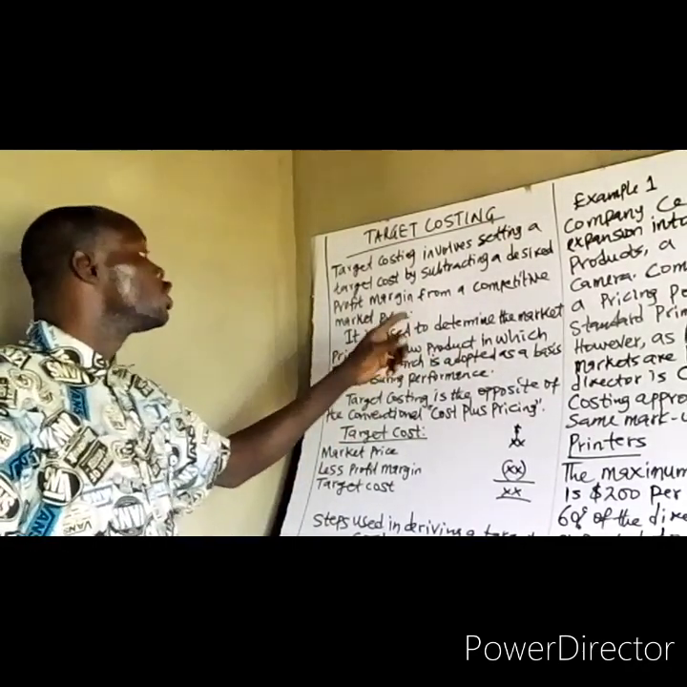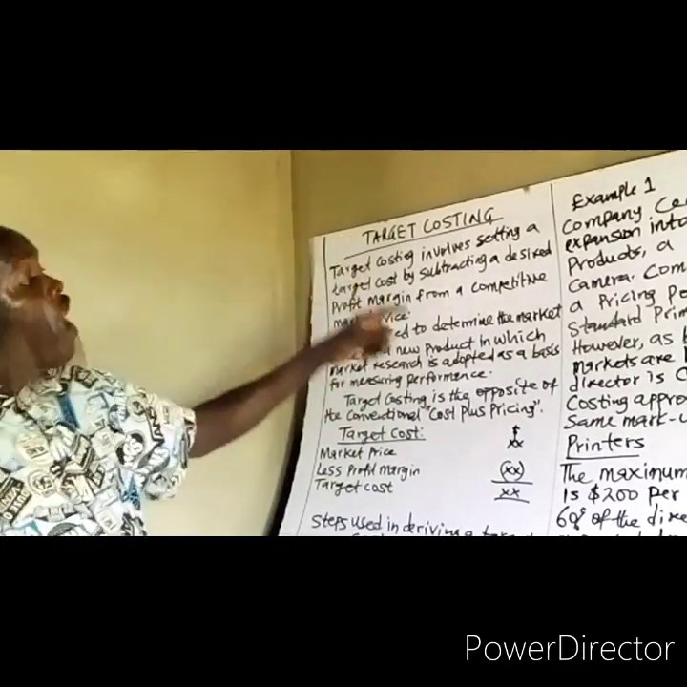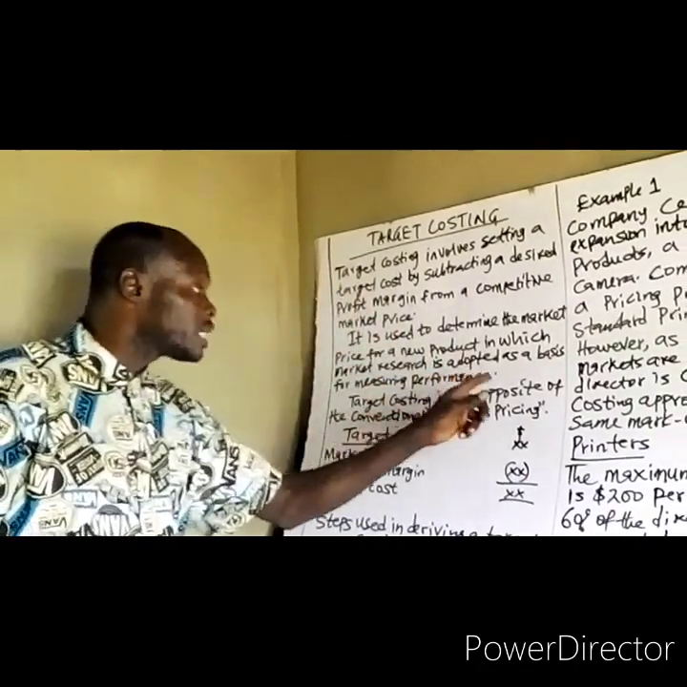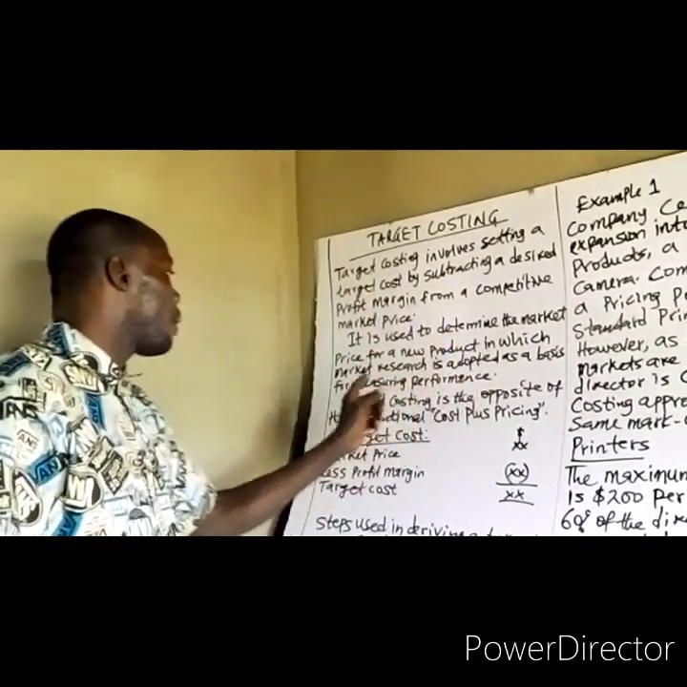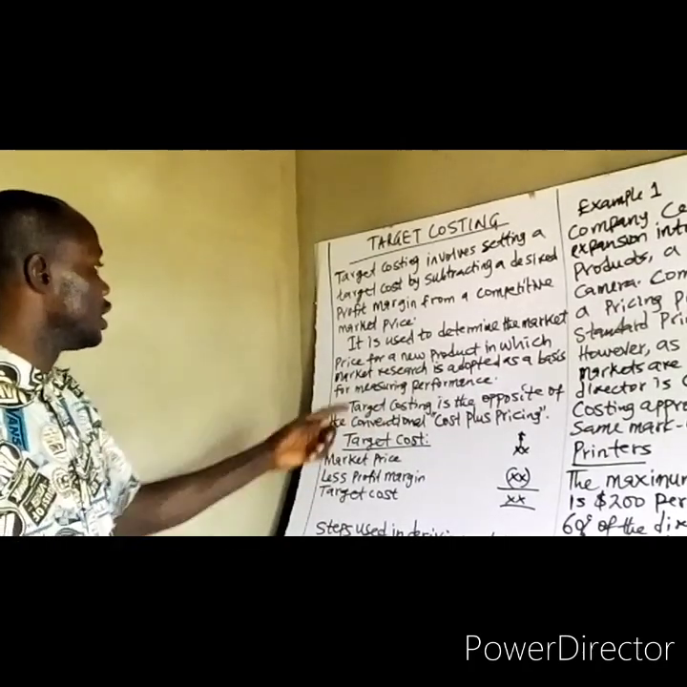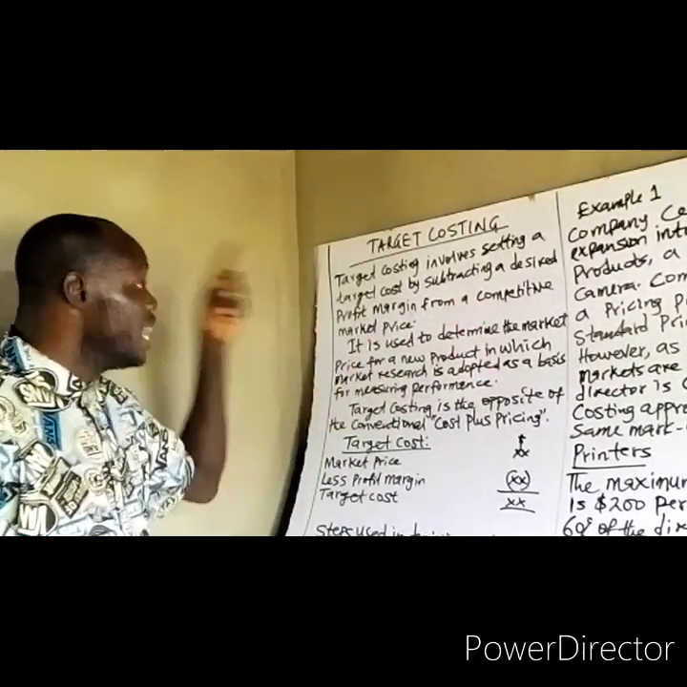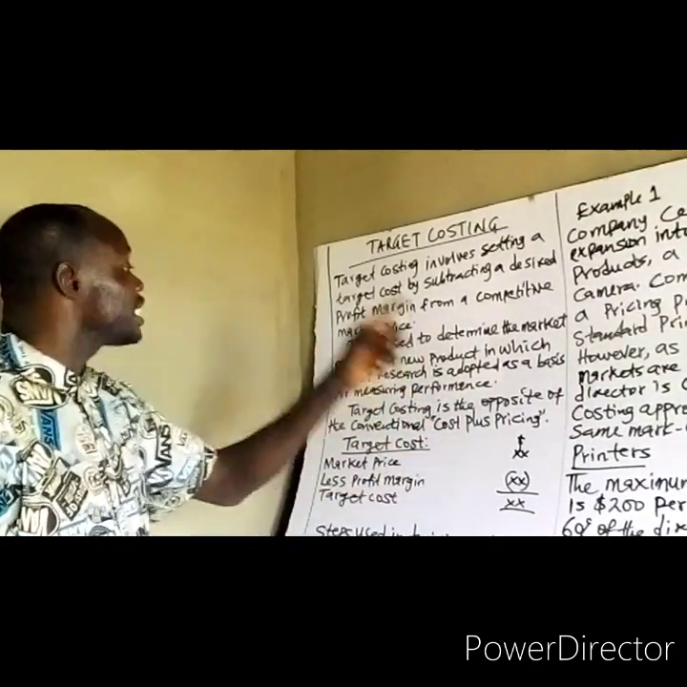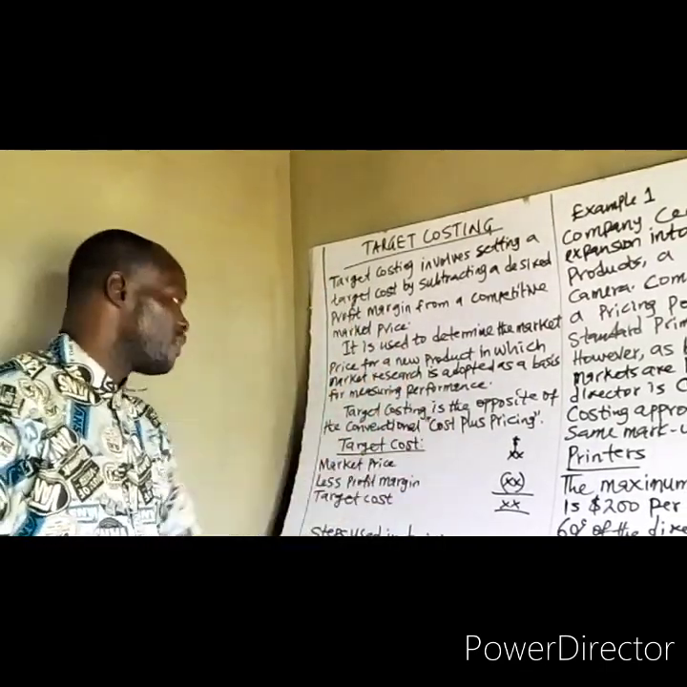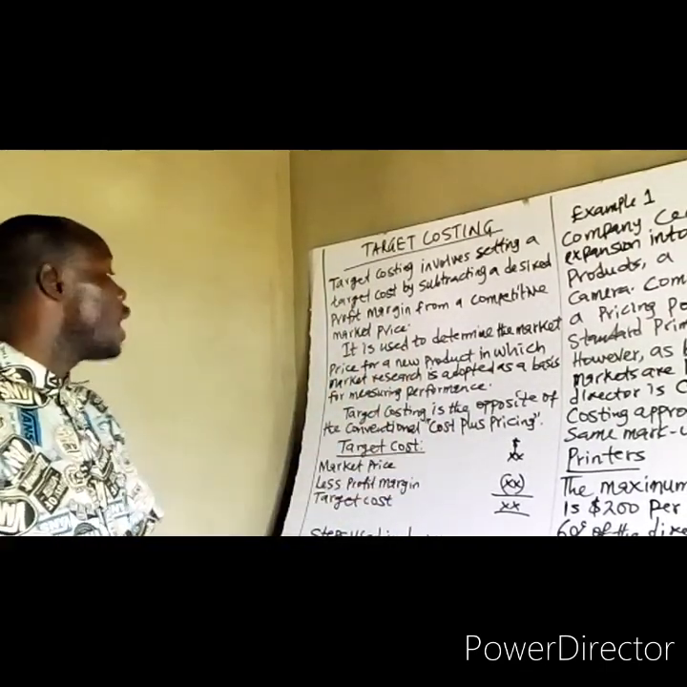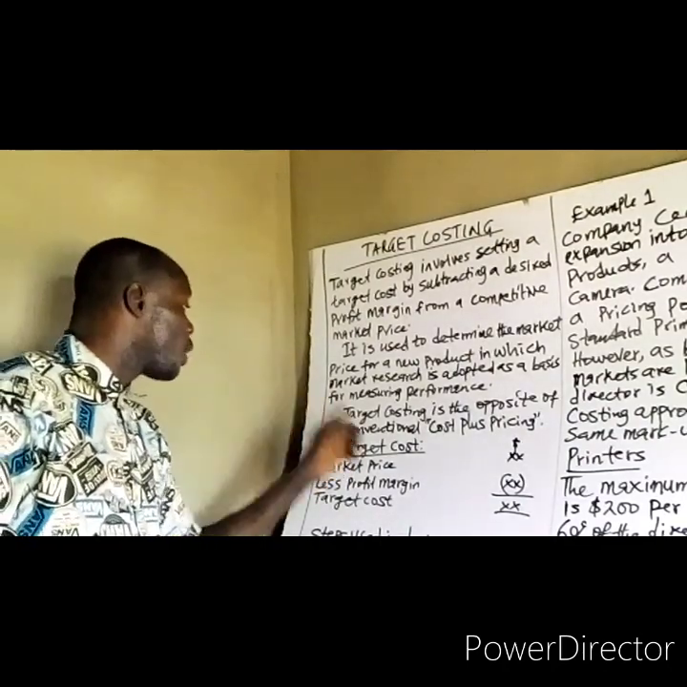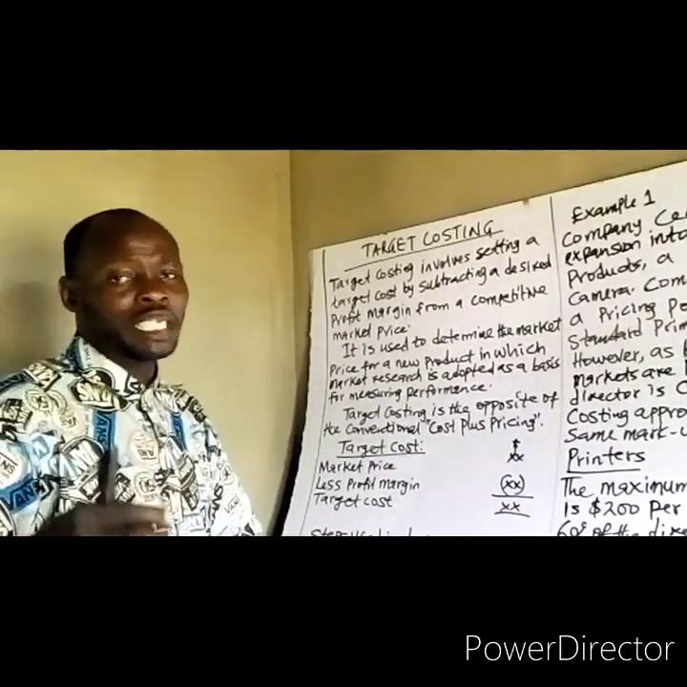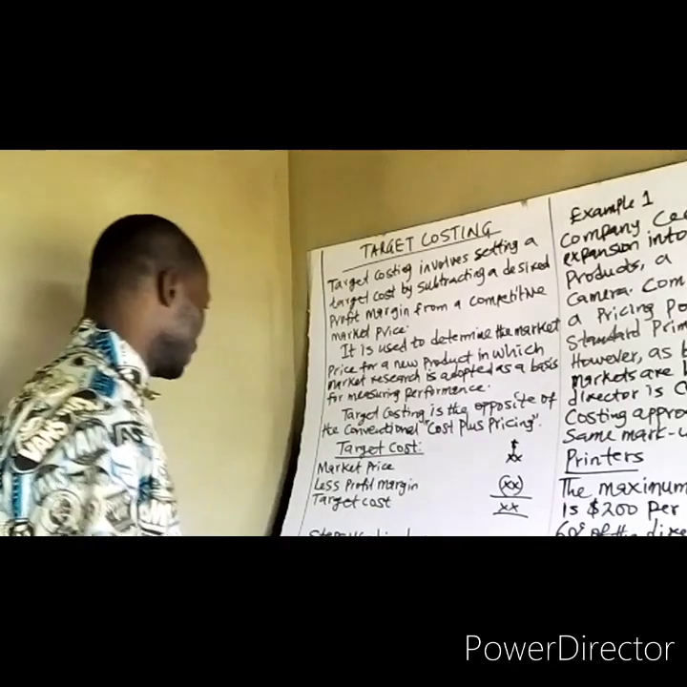Target cost is used to determine the market price for a new product in which market research is adopted as a basis for measuring performance. Target costing is the opposite of the conventional cost plus pricing.